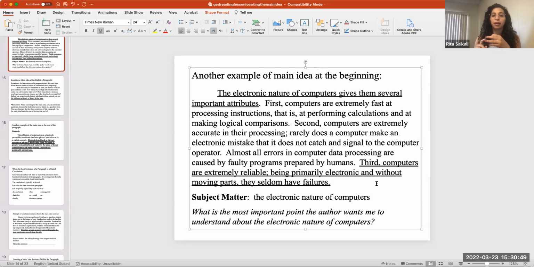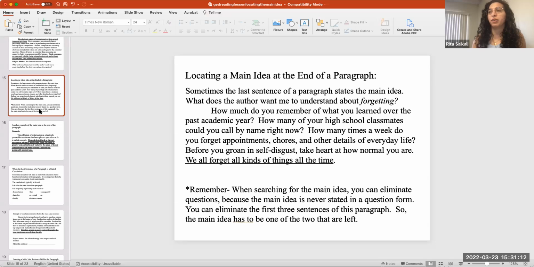Let's look at the last sentence. Computers are extremely reliable, which means they are important. Being primarily electronic, without moving parts, they seldom fail. So basically, it is repeating the top. Why? Computers are important because they're electronic. Yeah? Do you see it? Awesome. Okay, so when you look at the last sentence of the paragraph, if you're having a hard time finding the topic sentence, look at the last one and you'll be able to find what that paragraph is about.